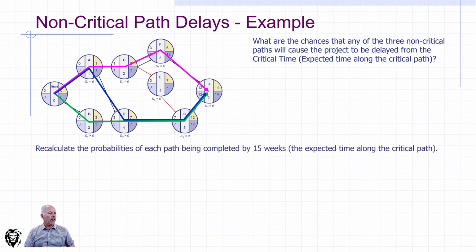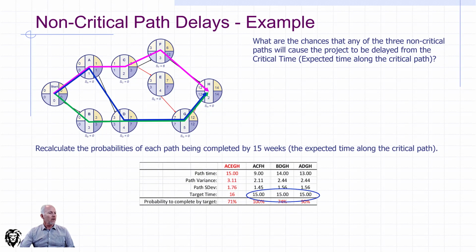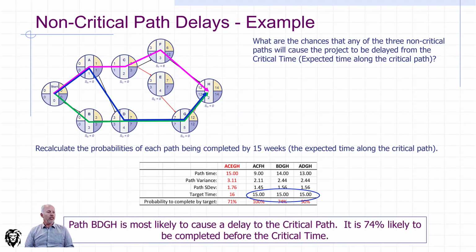But in this case, we're actually going to just recalculate the probabilities of each path being completed by 15 weeks instead of 16. And so we use our same table, only in this case we put in 15 as our target time, so that x value in our equation, and recalculate our probabilities. And in this case we see that some of our probabilities are getting down. And so path BDGH is most likely to cause a delay to the critical path, which is 74% likely to be completed before the critical time. But it's still considerably less likely to cause a delay than the critical path itself.